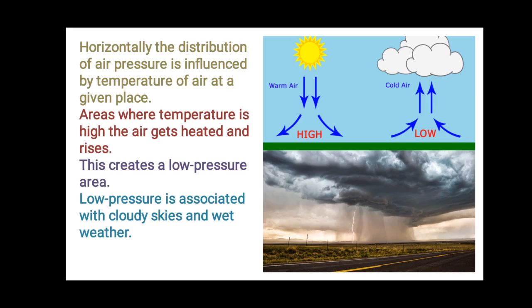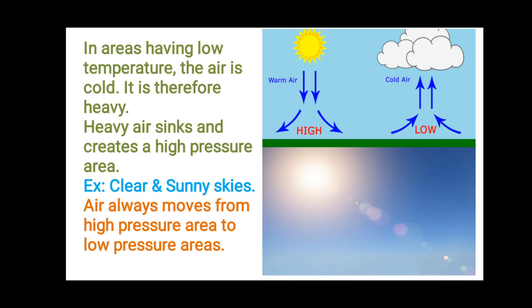Okay. In areas where temperature is very high, the air gets heated and rises. You can see in this picture. So this creates a low pressure area in that region. Low pressure is associated with cloudy skies. You can see in the lower picture. So whenever you experience low pressure, you can see this kind of weather conditions, cloudy skies and wet weather. It rains.